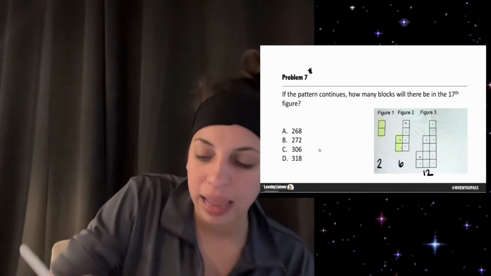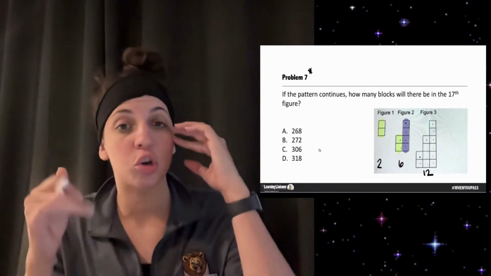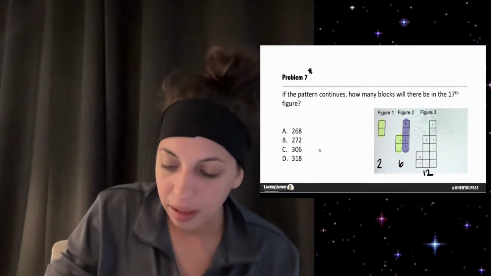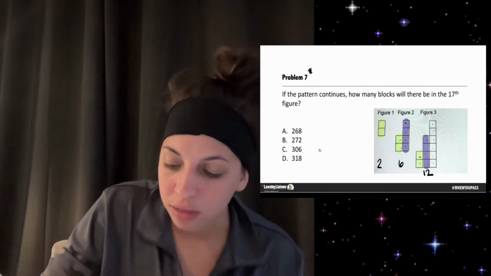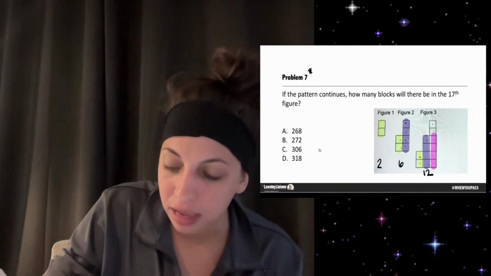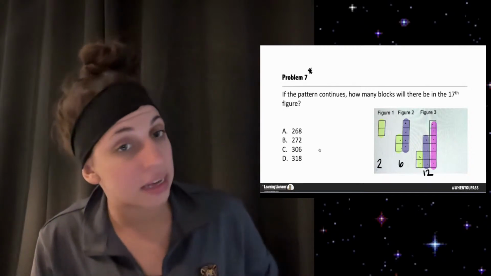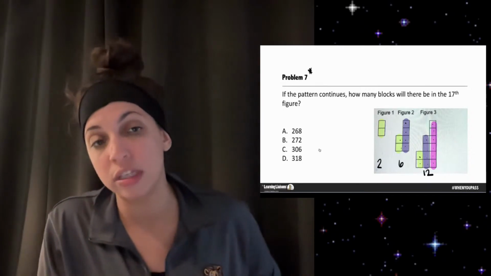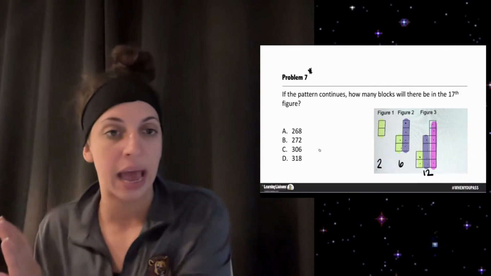And then I added an entire row that included that 2, but then 2 more. And then I added an entire row that included that, but then 2 more. This is not an arithmetic sequence or a geometric sequence because I'm not adding the same amount every single time.